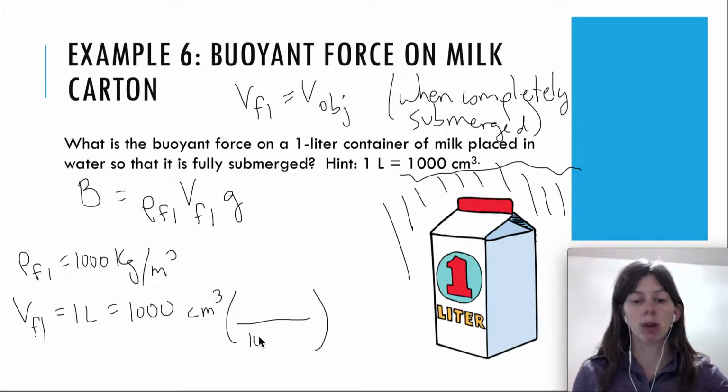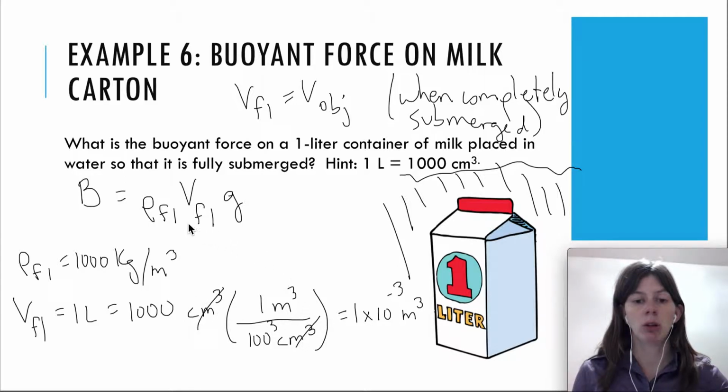We know that we have 100 centimeters in 1 meter, but when we cube the unit, we cube the prefix. So we end up doing 1,000 divided by 100 cubed. And this is going to give us 1 times 10 to the negative 3 meters cubed.